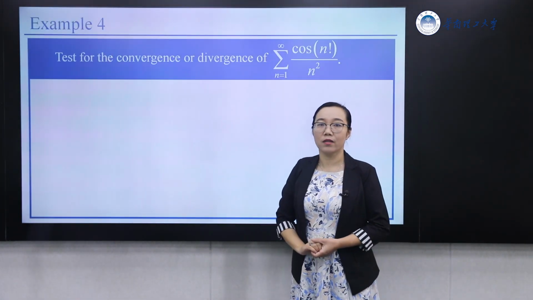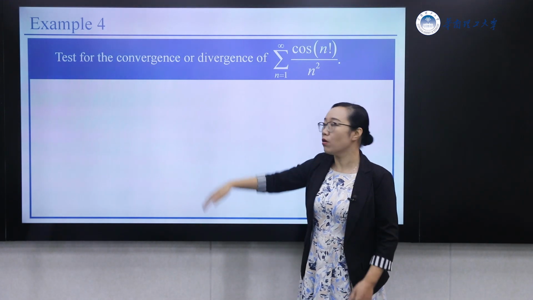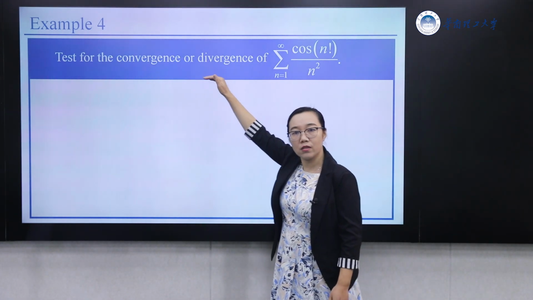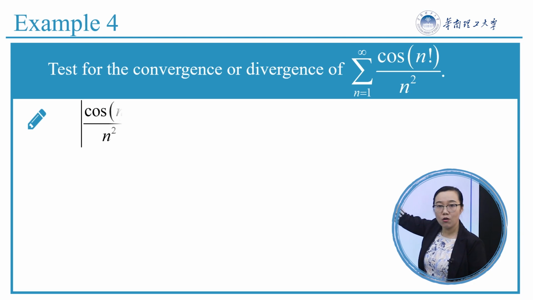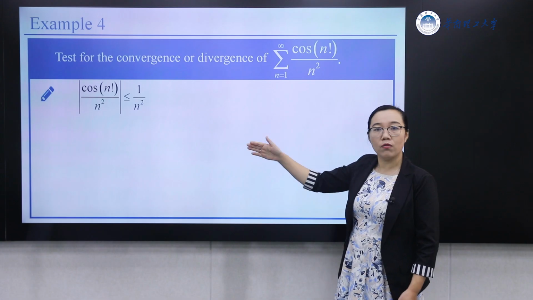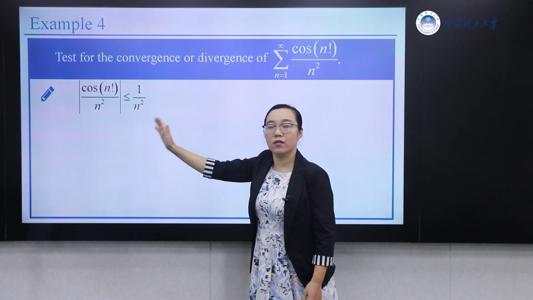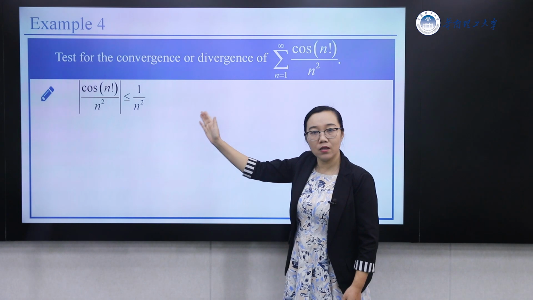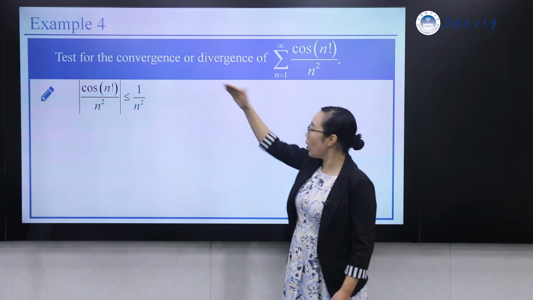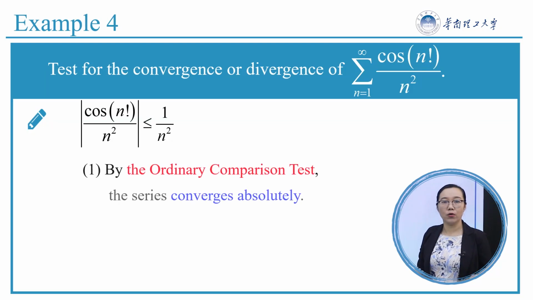Look at another example. Test for convergence or divergence of this series. It is obvious that the absolute value of cosine n factorial over n squared is less than or equal to 1 over n squared by the ordinary comparison.